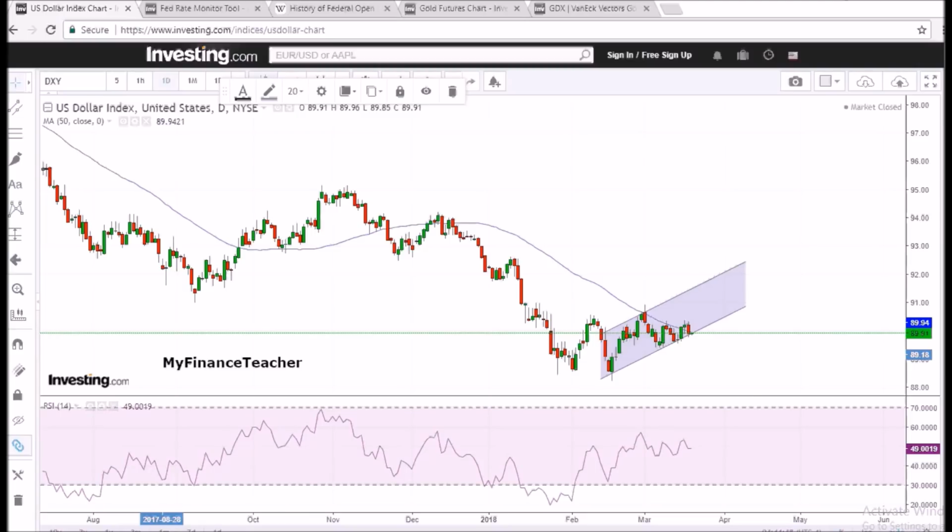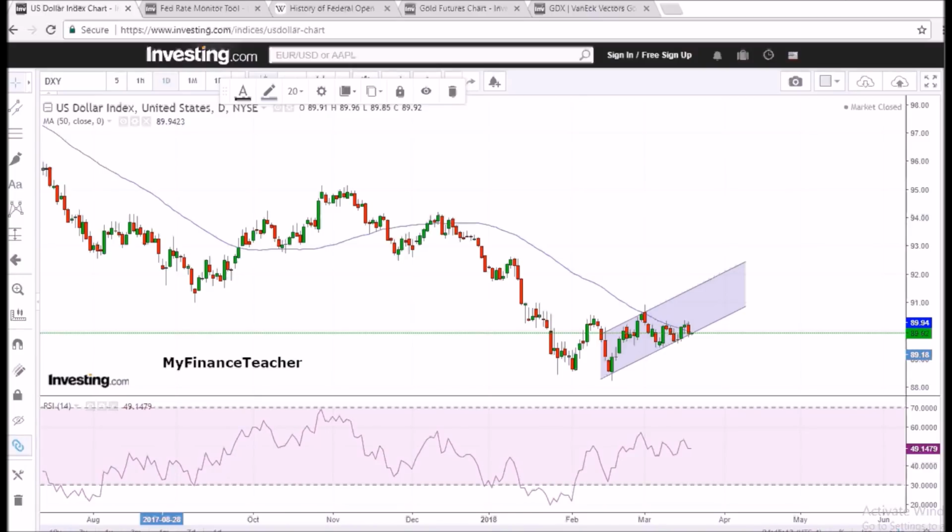Today is 20th of March 2018, and we're looking at gold. Very interesting news coming up in gold tomorrow, of course, on Wednesday. It's the FOMC meeting, and we're going to talk about that in a minute. First, I want to look at the US dollar because, of course, that also has some influence on the price of gold.